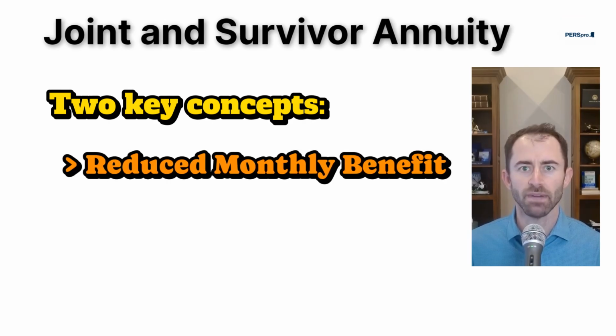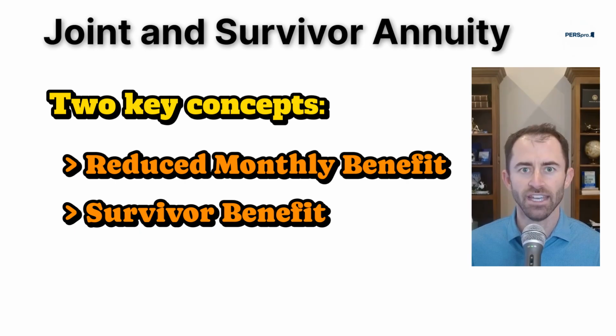First, reduced monthly benefit. Under option 2, a PERS retiree accepts a reduced monthly benefit during their lifetime. Second, survivor benefit. In exchange for the reduced monthly benefit, after the PERS retiree passes away, the exact same monthly benefit continues to be paid to the named beneficiary for the remainder of their life too.